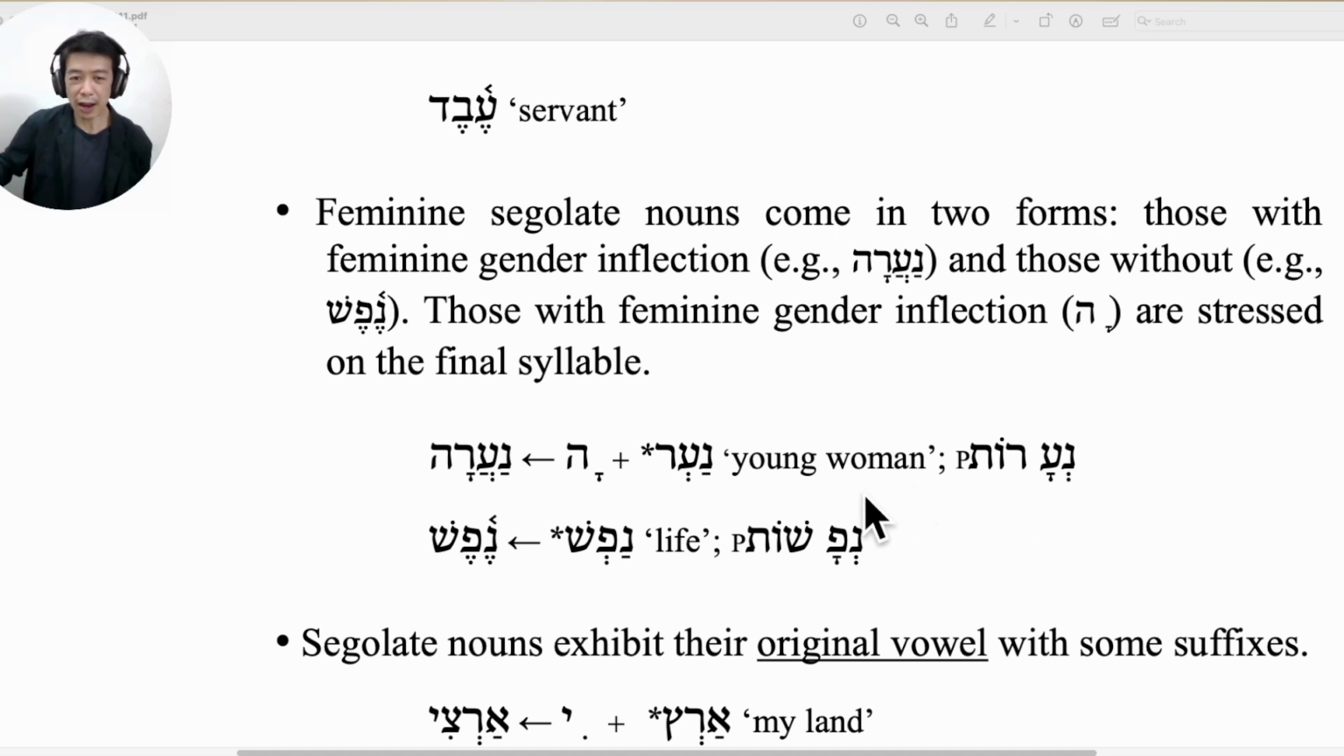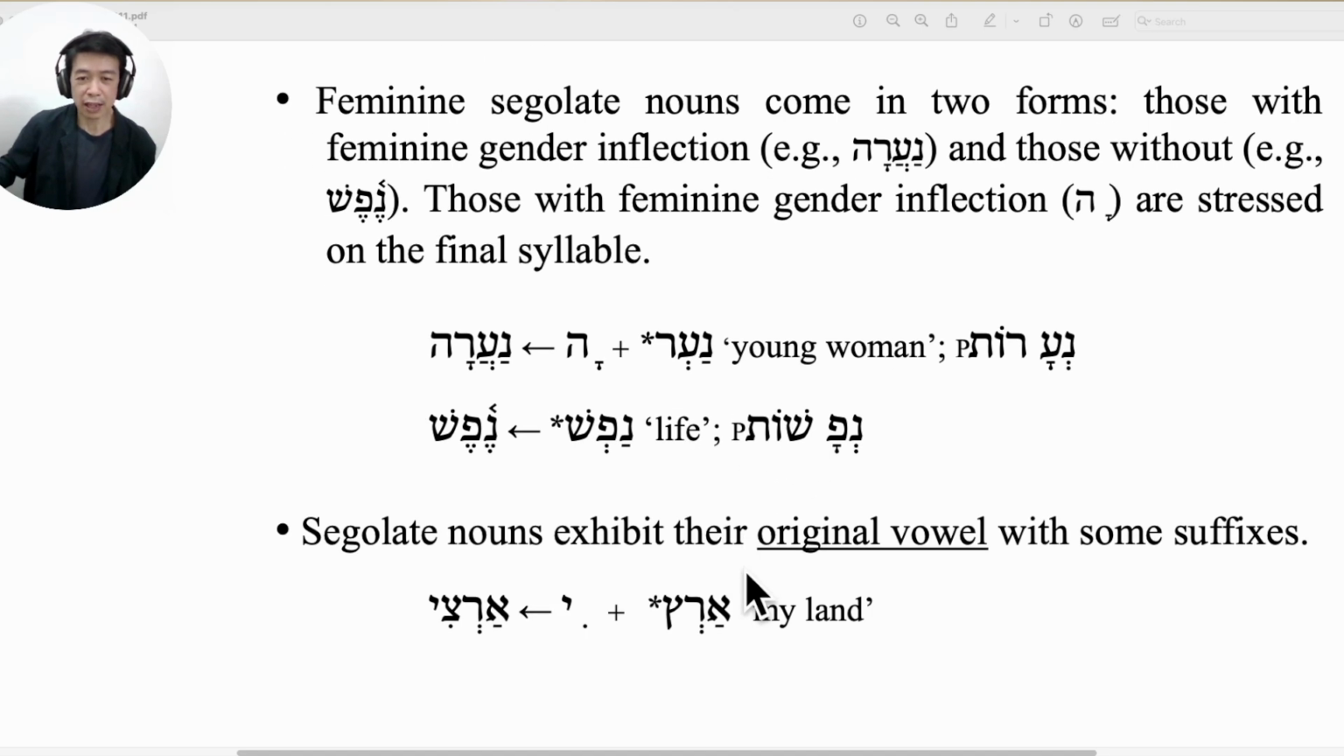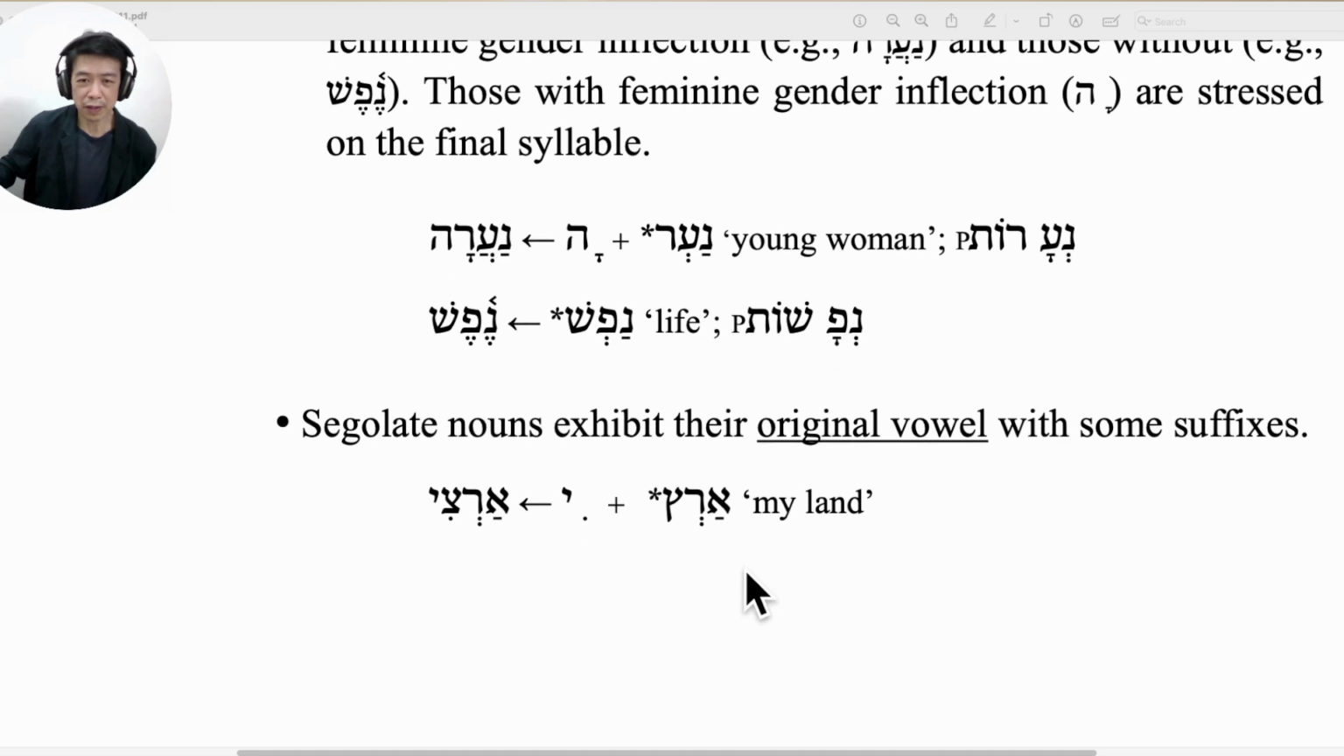For the word life, it will become nefesh. In plural form, it will become nefashot. Segolate nouns can exhibit the original vowel with some suffixes.